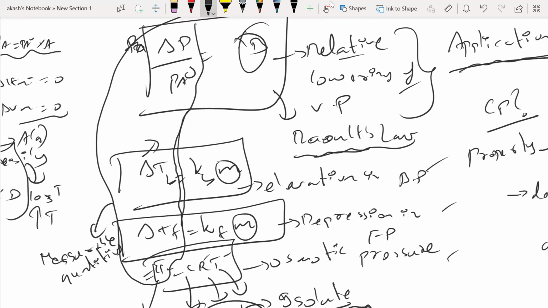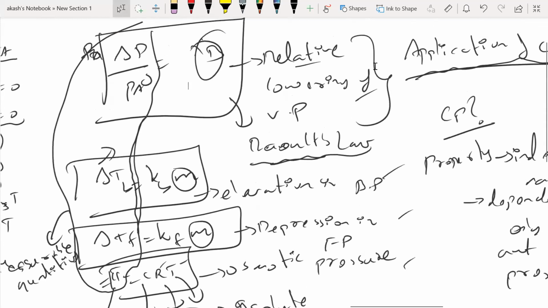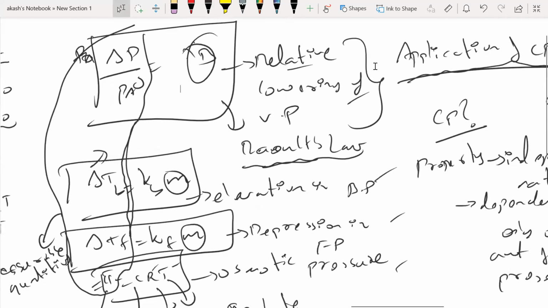So that is the application of colligative properties. Yes, understood now? Can I get a yes? Is it okay? Yes. Okay. Cool. Good.